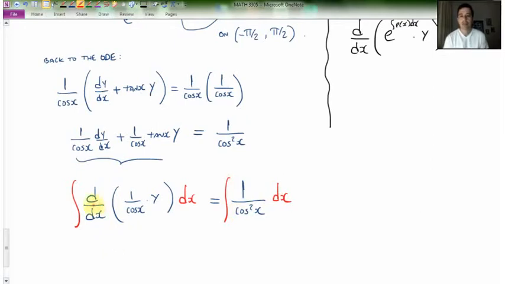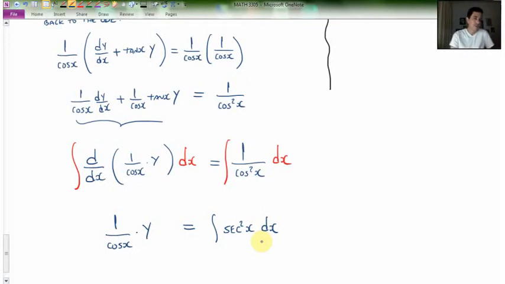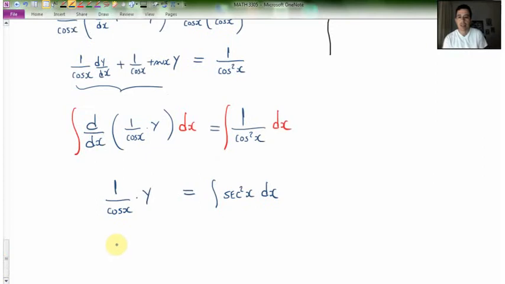And the integral of the derivative, so they cancel, so this becomes 1 over cosine x times y. And then this integral here, 1 over cosine squared, that's actually secant squared. And the integral of secant squared is a standard integral, it is tangent. So this is 1 over cosine x times y equals tangent. Now we put plus c.